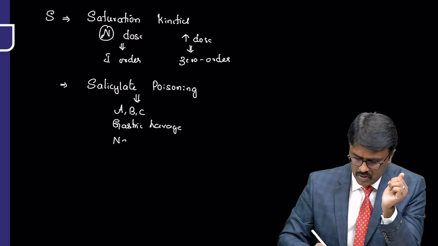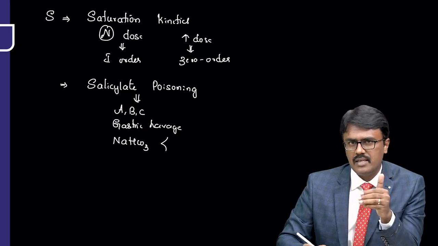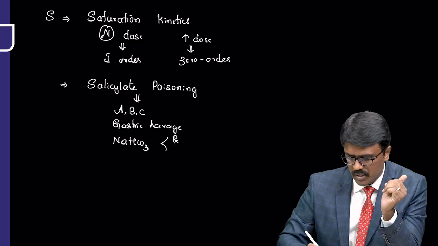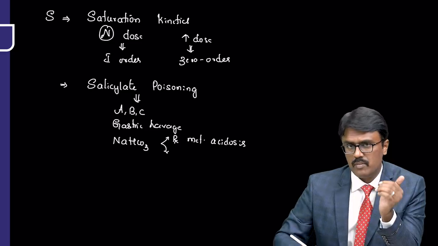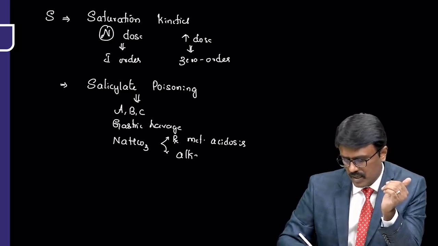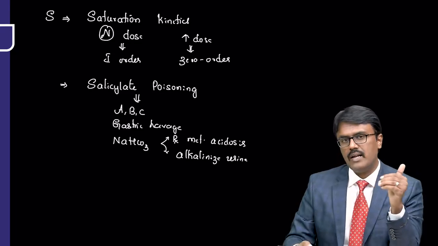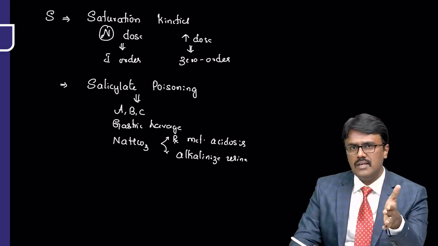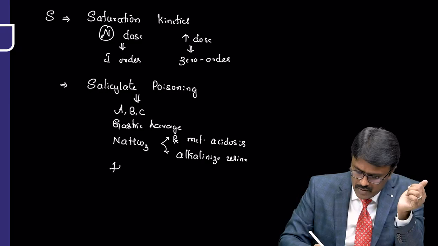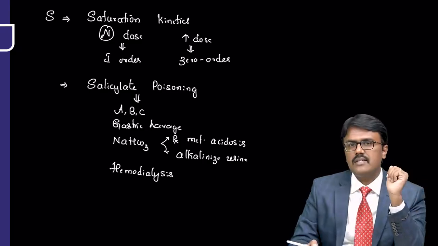We have to give sodium bicarbonate. Why do you give sodium bicarbonate? Since it's an acid, it can cause acidosis. So to treat the metabolic acidosis, we use sodium bicarbonate. Second, it is to alkalize the urine. Why should I alkalize the urine? The reason is acid drug in alkaline urine is ionized and it is easily thrown out. Along with that, you can also do hemodialysis to remove the salicylate out.